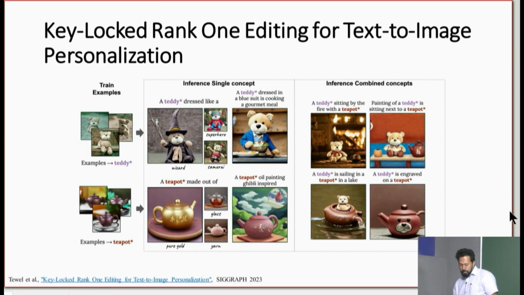Then on similar lines, there is another paper, Key-Locked Rank-One Editing. They are also doing a similar thing. One concept is teddy, another concept is teapot. Can you combine both the concepts? You can play with one concept itself, like teddy dressed in a blue suit, teapot made of gold, and teapot while painting, things like that. This is one concept, but then can you combine both? So teapot and teddy both are being used here and combined.